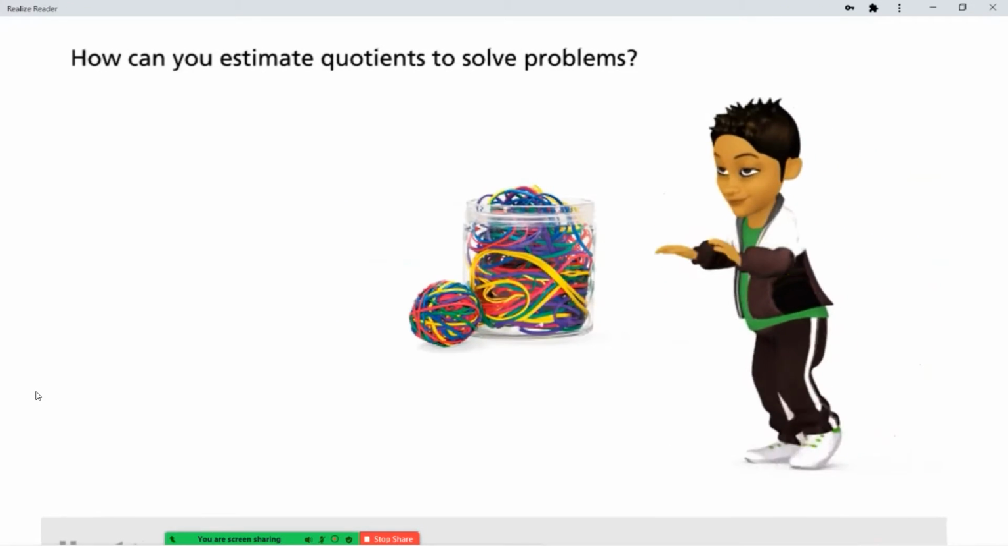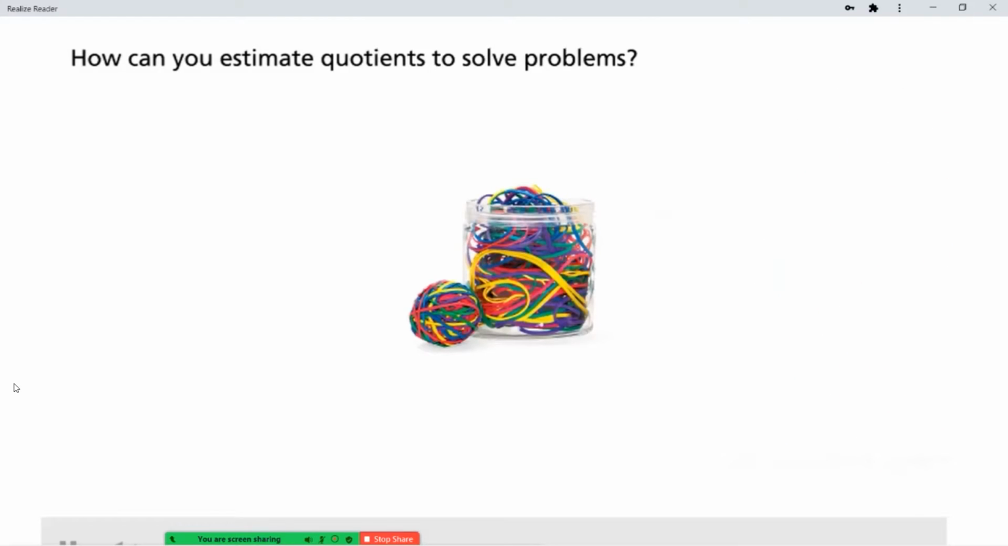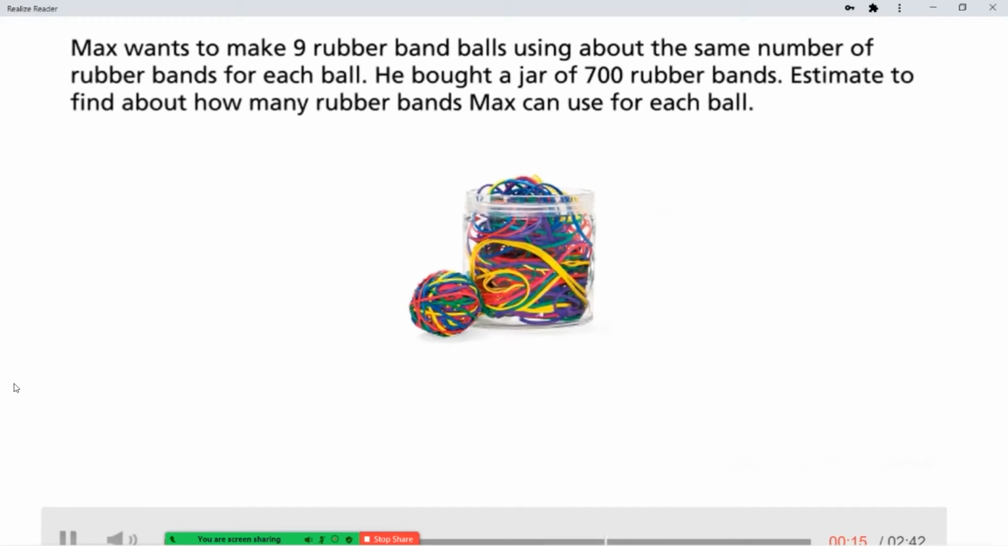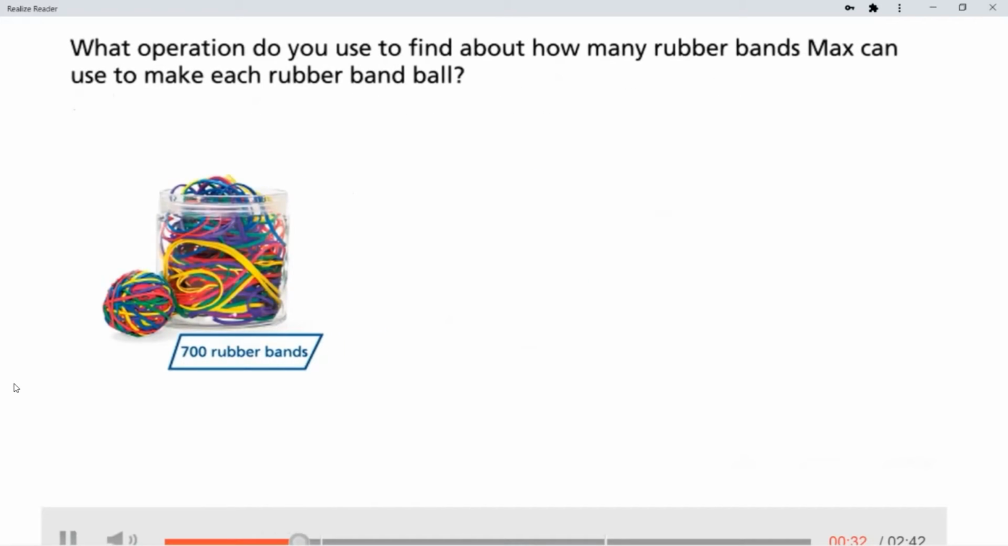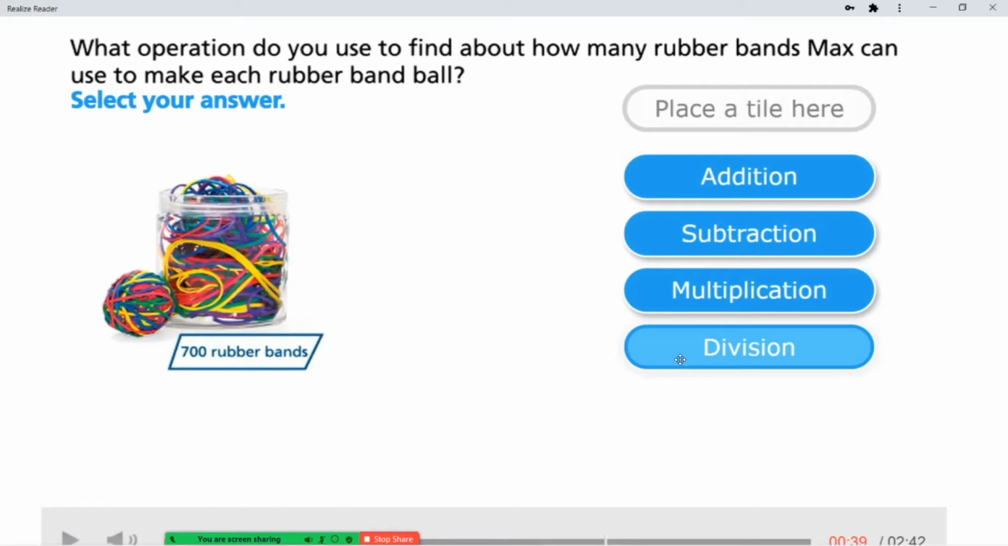How can you estimate quotients to solve problems? Max wants to make 9 rubber band balls, using about the same number of rubber bands for each ball. He bought a jar of 700 rubber bands. Estimate to find about how many rubber bands Max can use for each ball. What operation do you use to find about how many rubber bands Max can use to make each rubber band ball? Select your answer.